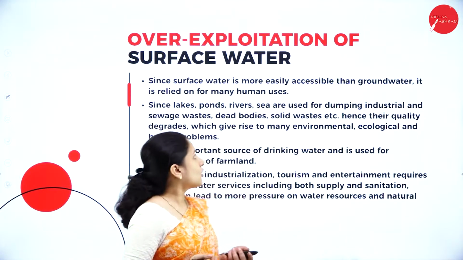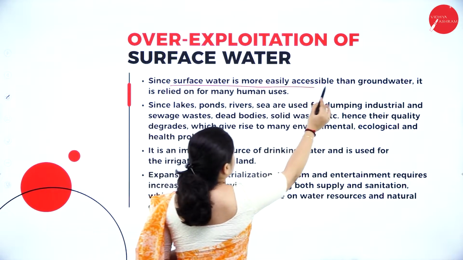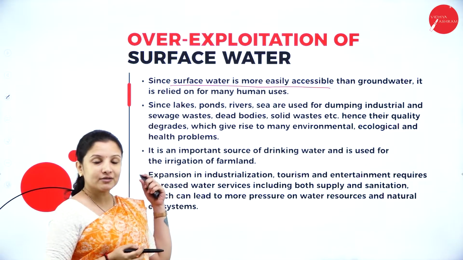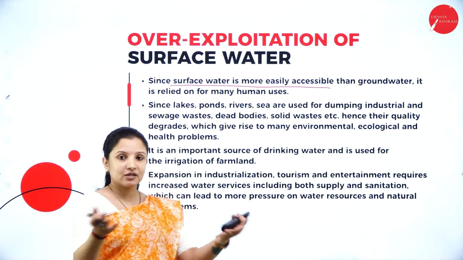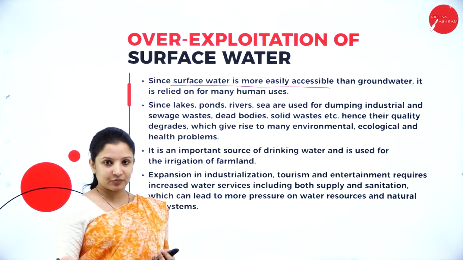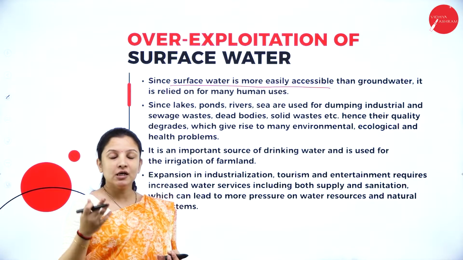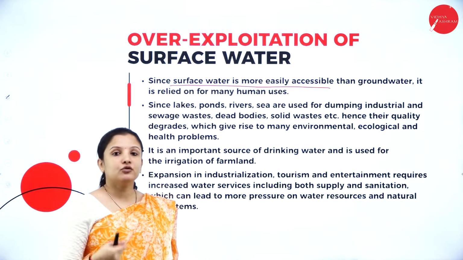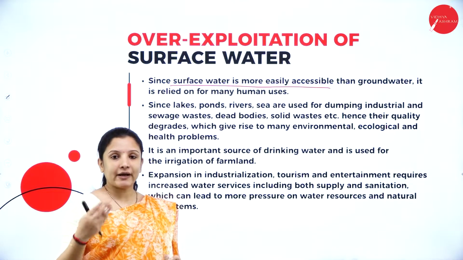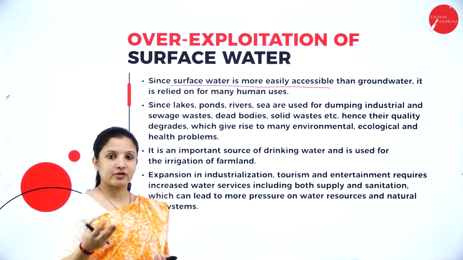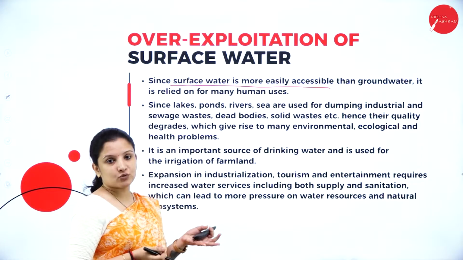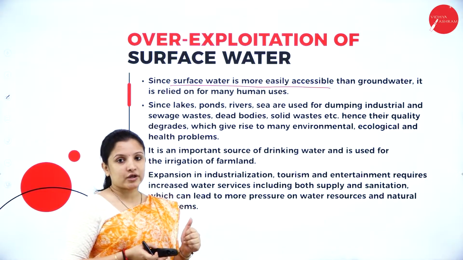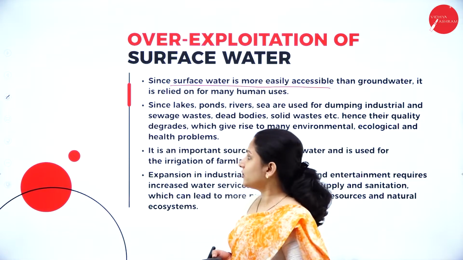Since surface water is more accessible than groundwater, human beings mostly depend on surface water itself, because it is present on the surface in the form of lakes, rivers and so on. Therefore, it is easier to make use of surface water than groundwater, because for groundwater we have to dig a well or a bore well, which is quite expensive, time consuming and laborious, right? That is why surface water, since it is easily accessible, is the one most exploited by humans when compared to groundwater.